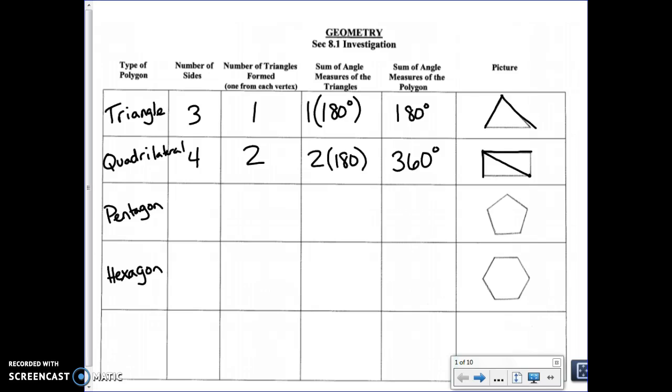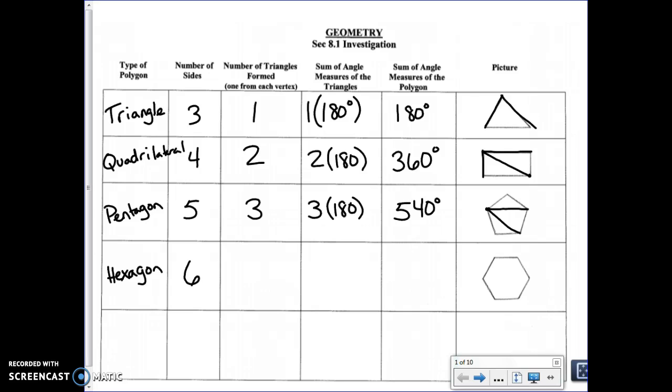So a pentagon then has 5 sides. It doesn't matter which vertex you pick, but I'm going to draw to the other sides, and I'm only drawing to the ones that aren't already connected. But I notice that I have 3 triangles in there. You start looking, you should see a pattern there. So then if I have 3 triangles, which all add up to 180 inside, then 3 times 180 gives me 540 would be my total degree measure. So 540 degrees.